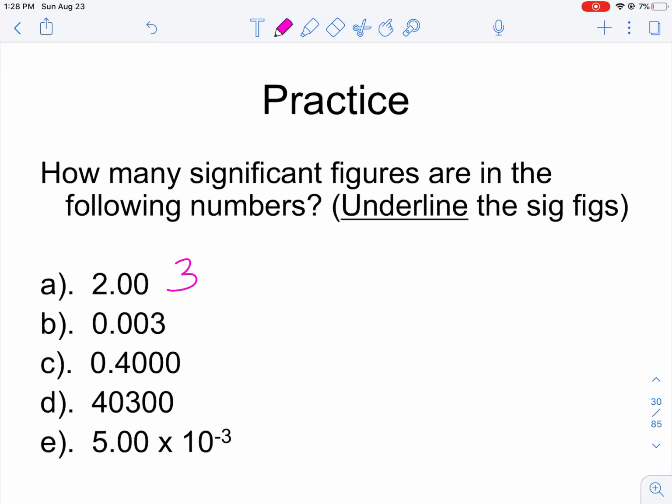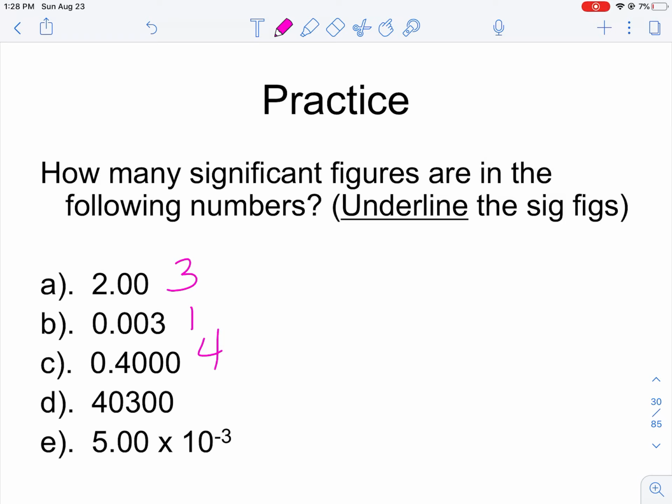Here, these are leading zeros. We don't care that there's a decimal. Any leading zeros are not significant. Therefore, there's only 1. Here we've got both leading and trailing zeros. Leading zeros are never significant. Trailing zeros are significant. So there are 4.